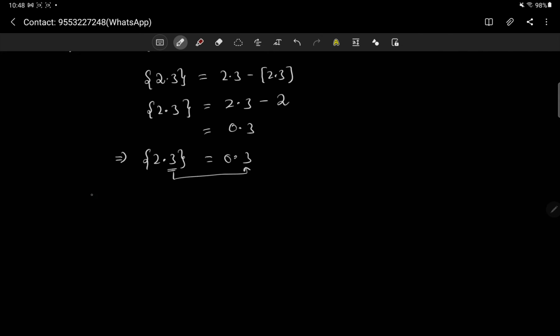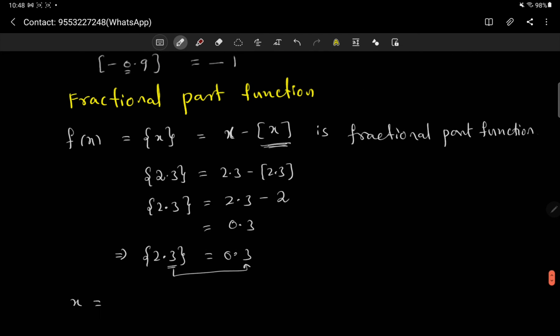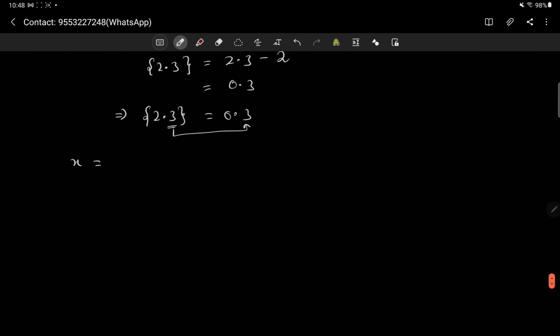Okay, in case of positive numbers, directly you write this fractional part as the result. Okay, actually the basic thing I am writing again. The basic thing is what? This one. x is equal to integer part plus fractional part. x is equal to integer part plus fractional part, right? See here, x is equal to integer part, that means step x, plus fractional part.